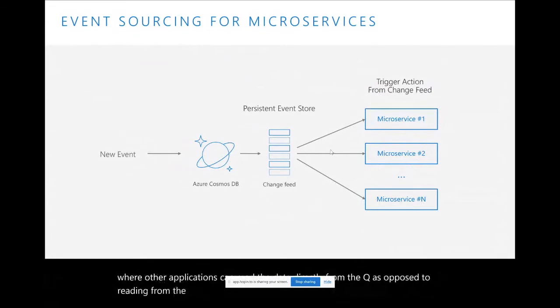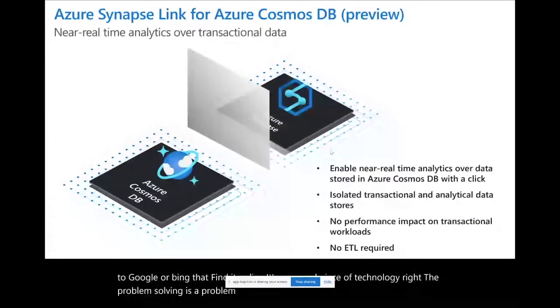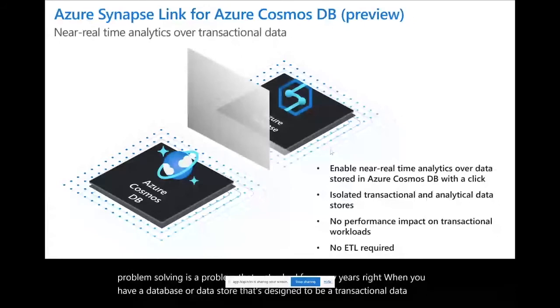Now, one of the features that was recently introduced in Cosmos DB is what we call Synapse Link. And if you haven't heard of Azure Synapse, I strongly advise you to Google or Bing that. Find it online. It's a very cool piece of technology, right? The problem it's solving is a problem that we've had for many years, right? When you have a database or a data store that's designed to be a transactional data store, it has all the guarantees, the single-digit millisecond response time or latencies, right?